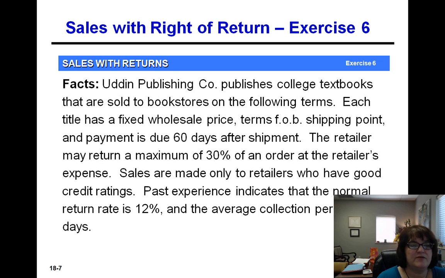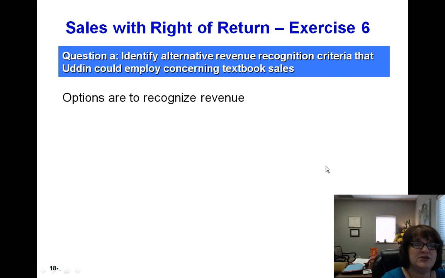Sales are only made to retailers who have good credit ratings. Past experience indicates that the normal return rate is 12% and the average collection period is 72 days. So if you think back to the 6 criteria, given this information, those 6 criteria seem to be met. Absent any additional information, we're going to assume that this is a place where a seller has an option about how to record sales with a right of return. All right. So question A asks, would you identify the alternative revenue recognition criteria that Udden could employ concerning their textbook sales? All right, so your options are as follows.